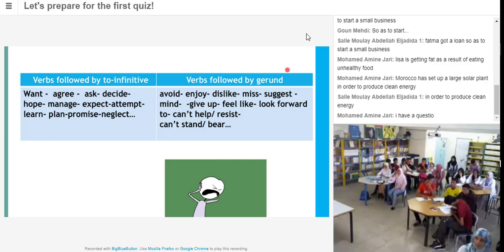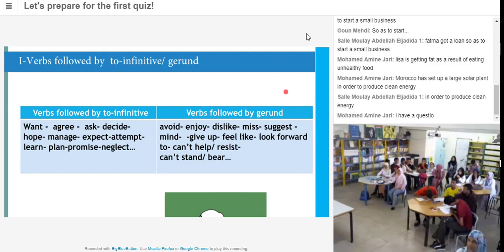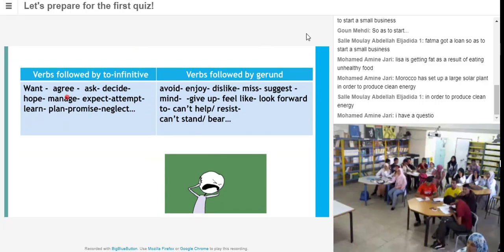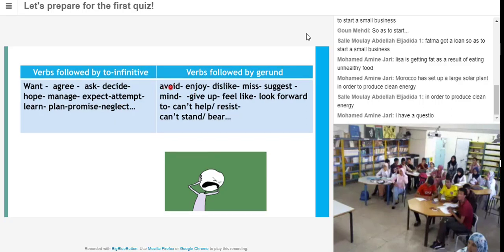the second lesson, which is a review for lessons that you have on verbs followed by to infinitive and gerund. So I wrote here some of the verbs that you can use to infinitive after, like want, agree, ask, decide, hope, manage, expect, attempt, learn, plan, promise, neglect. And I'm using here other verbs which are followed by gerund. What is gerund form? Ends in ing. Very good. Gerund form means verb plus ing. So the verbs which are followed by gerund form are avoid, enjoy, dislike, miss, suggest, mind, give up, feel like, look forward to, can't help, resist, can't stand, bear, etc.